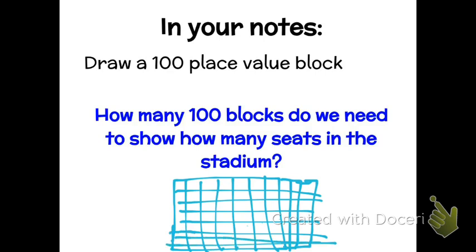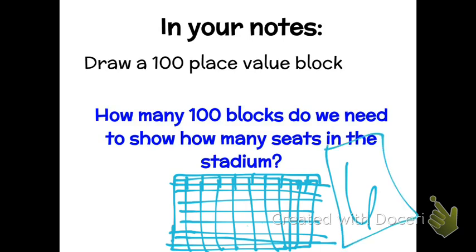7. Hopefully yours looks better than mine does. I should have 10 sections. Now once I've done that, how many 100 blocks would we need in order to show how many seats are in the stadium? Well, before I drew out 6 rectangles and I knew that there were 100 in each one of my rectangles. So therefore, it'd be the same thing. I would need 6 hundreds blocks.